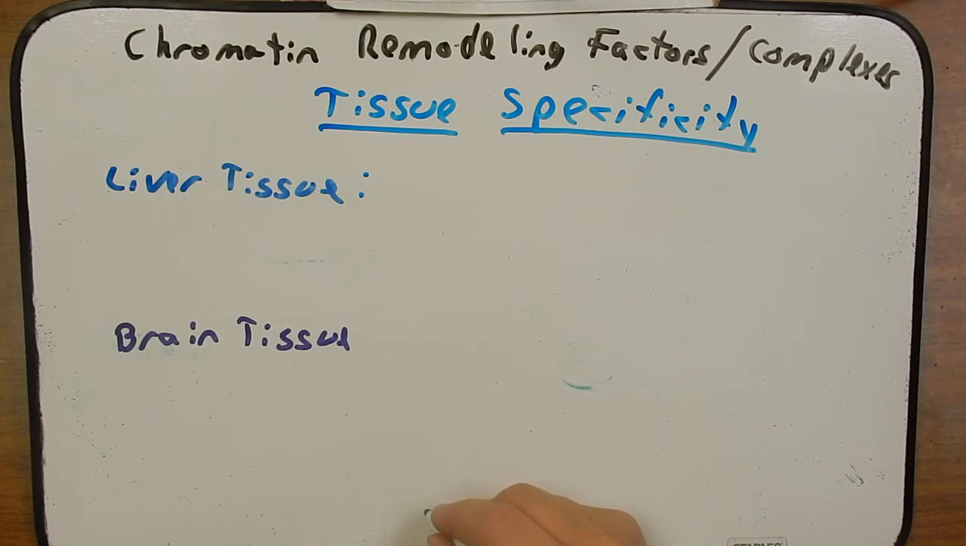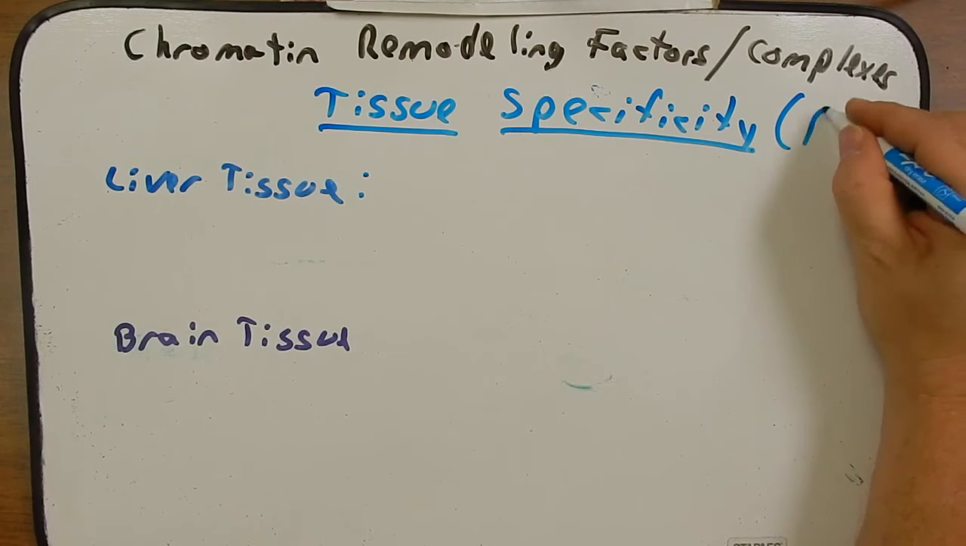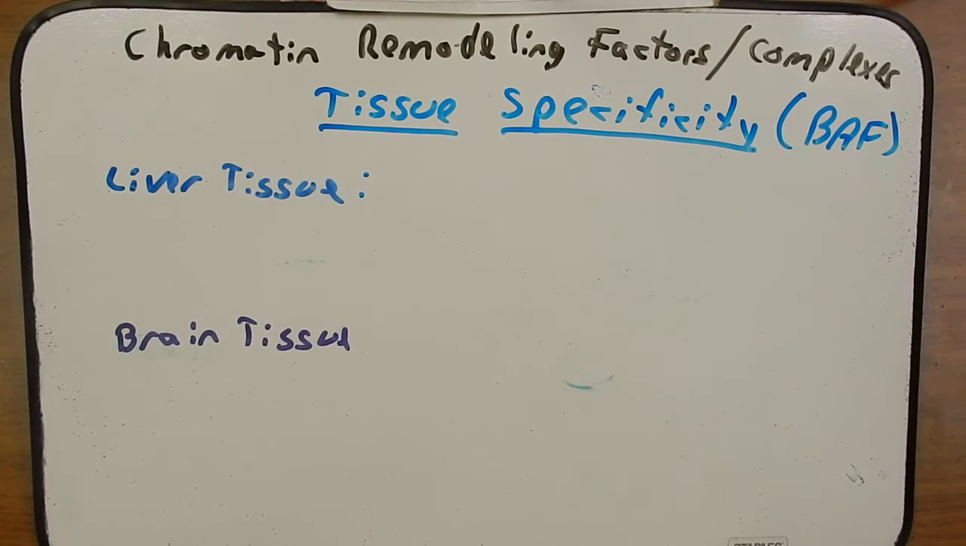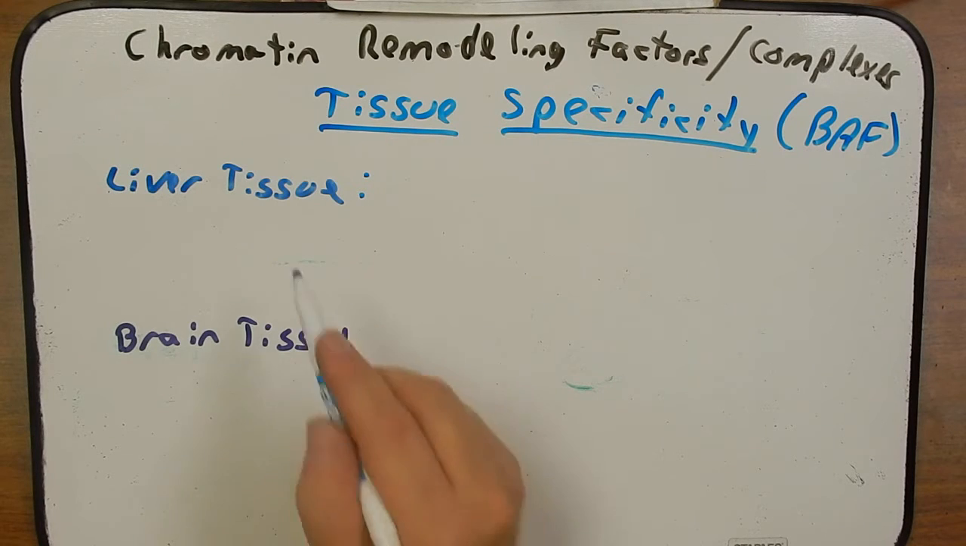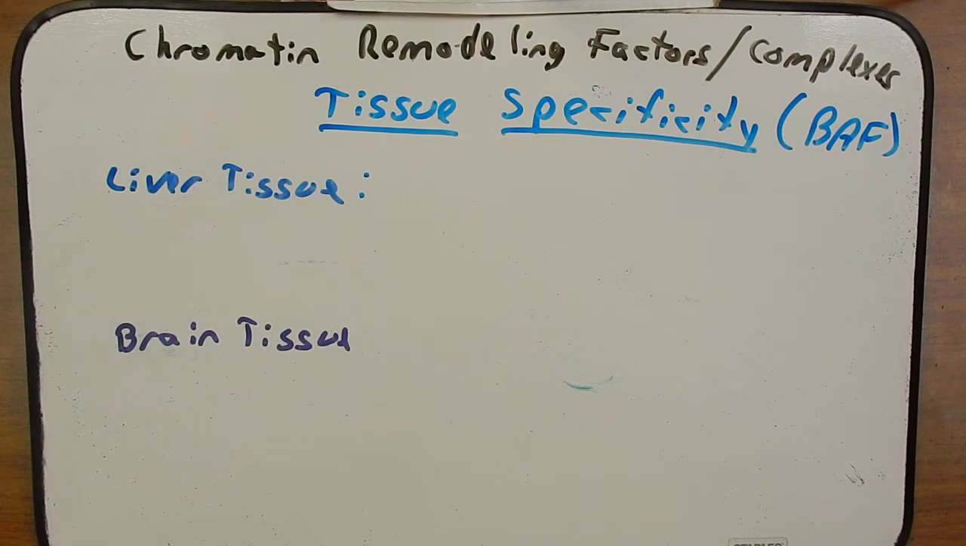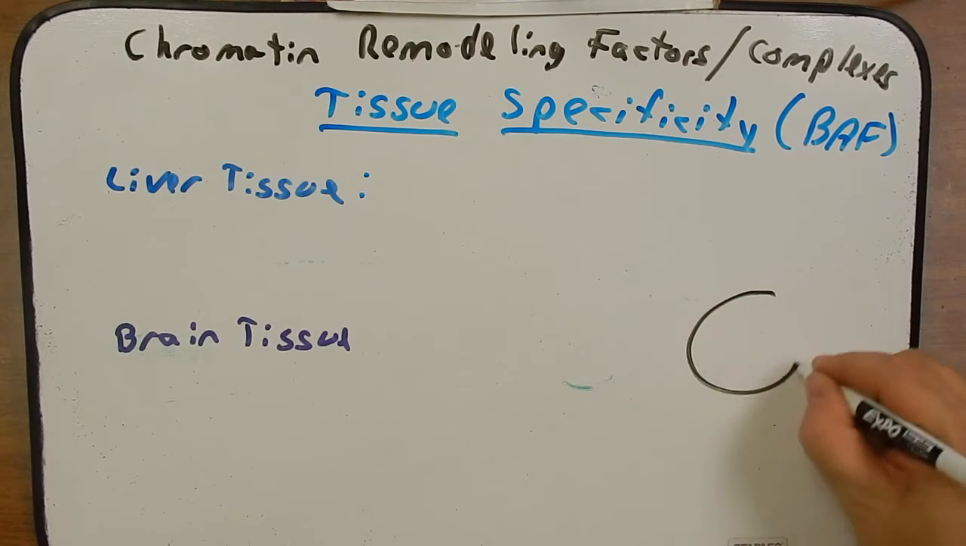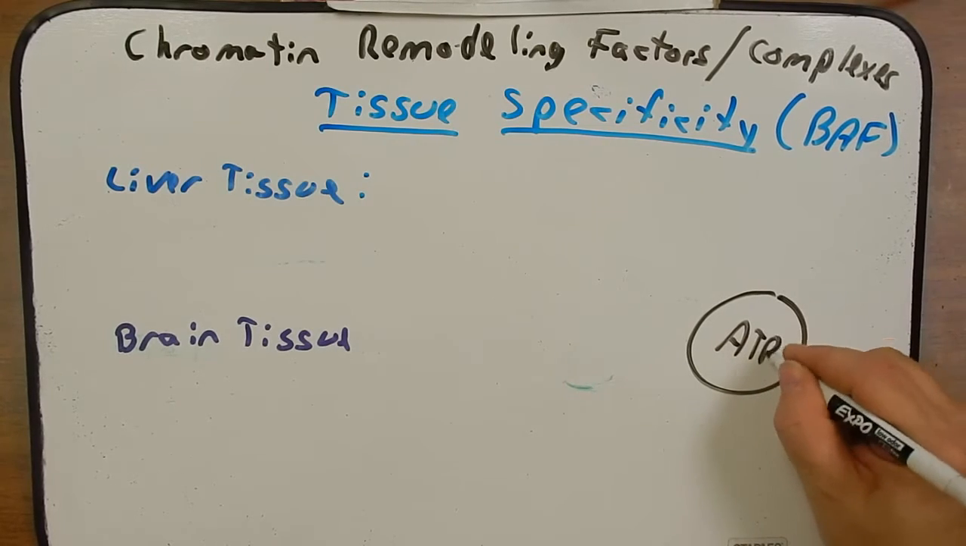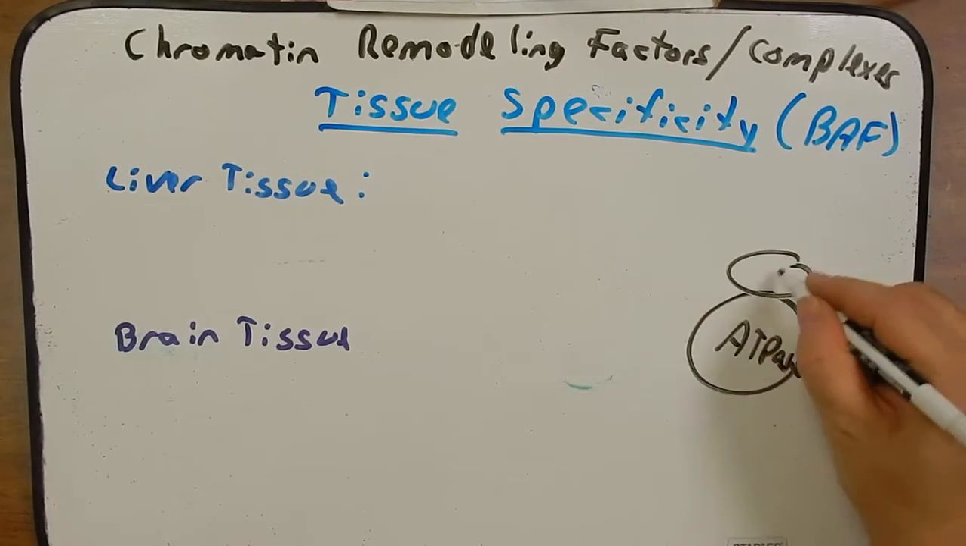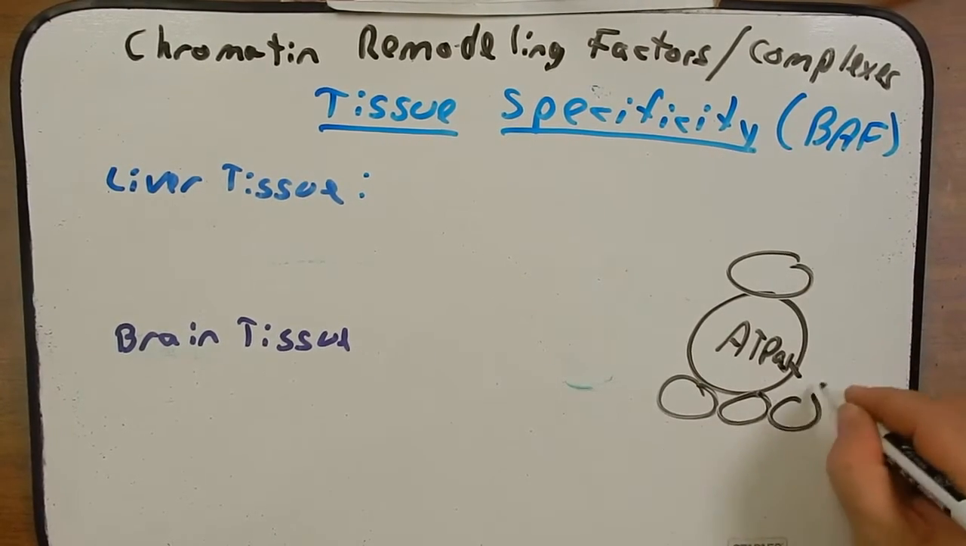In humans, remember, the chromatin remodeling factor that is similar to the SWI/SNF complex in yeast is called BAF. And I'm just going to write that here, okay, BAF. So a lot of the proteins found in the human version of the SWI/SNF complex are called BAF. And remember, I'm going to just kind of draw a generic version of what this complex might look like. You're going to have your ATPase here, and then you're going to have other proteins associating with it.